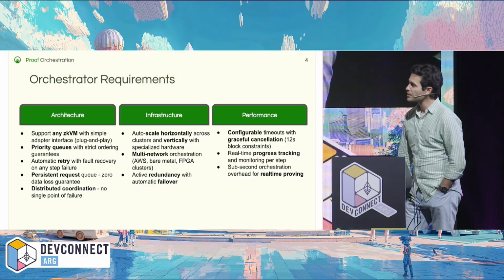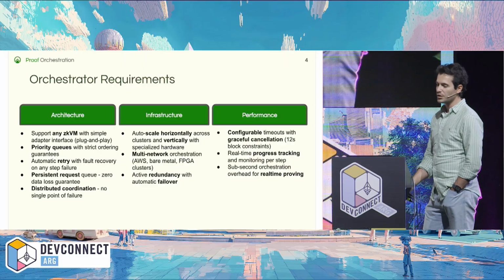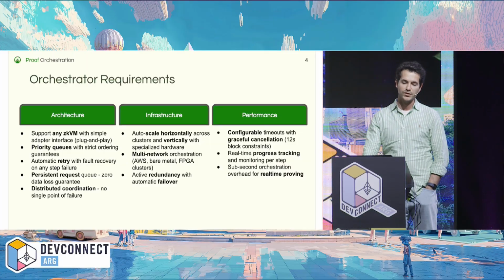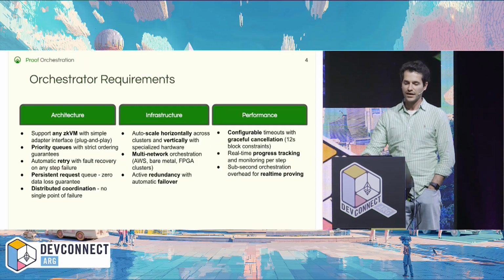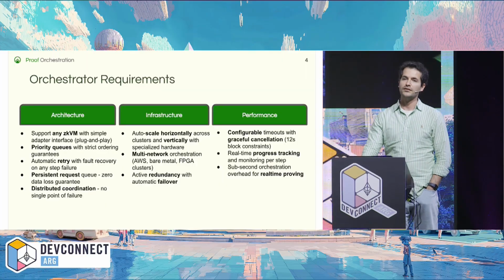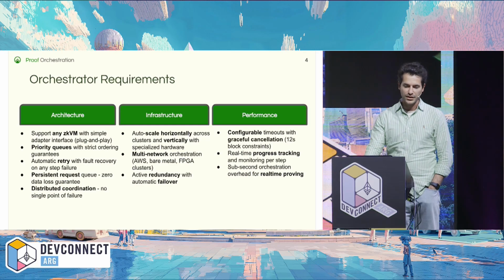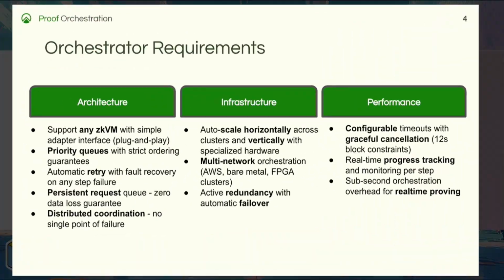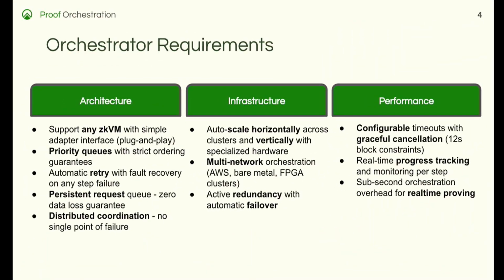So what are the requirements? I'm going to quickly go over that because of lack of time. We need something that can do any ZK VM or any prover that comes later. It has to be able to prioritize things when there is limited time. It needs to have built-in failover and be able to retry. Nothing can be forgotten, so you cannot have a proving request that is lost or forgotten. It has to have distributed coordination, multi-network, scale horizontally and vertically, redundancy, failover. It has to be able to time out when needed. It has to be able to report how the progress is going, and it needs to do real-time proving.